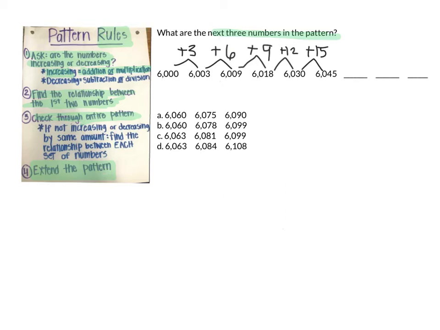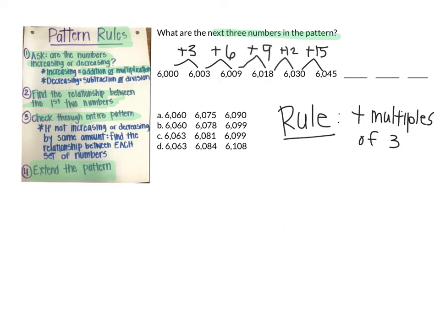So now let's figure out what our rule is. Well, let's take a look at the numbers that we added. 3, 6, 9, 12, 15. Oh, this sounds a lot like skip counting by threes, right? 3, 6, 9, 12, 15. So we could say the rule for this pattern is adding multiples of 3. So we determined the rule of the pattern. Now we've got to extend it.